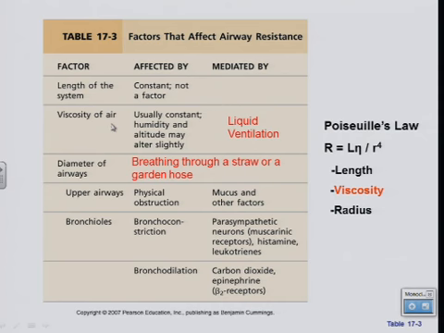Viscosity of the air. We talked about different ways of affecting viscosity of the air. Humidity was one of the major things that we talked about. If you're out running on a very humid day relative to a non-humid day, it's much more difficult to breathe because of the humidity. And typically you don't notice it too much unless you're exercising, but that does amplify the effect of humidity and the increased resistance.